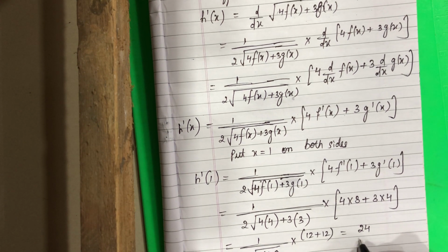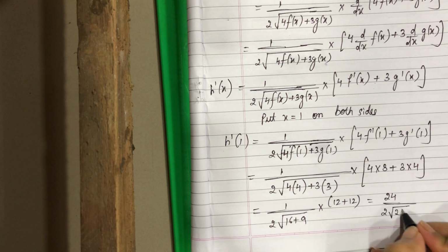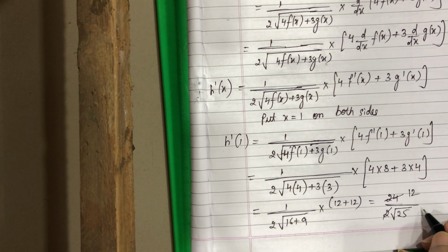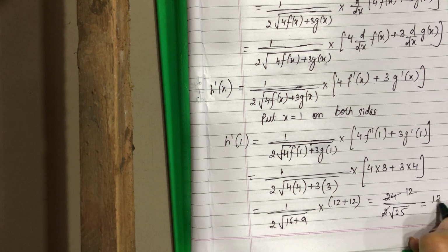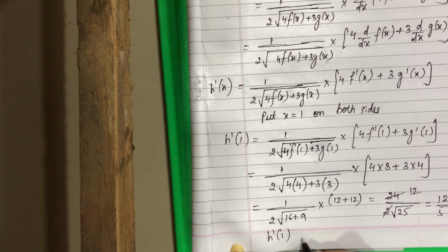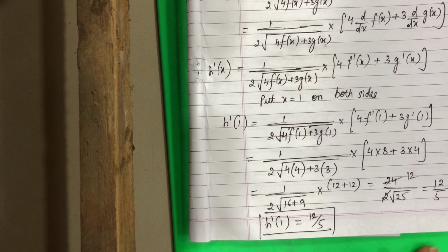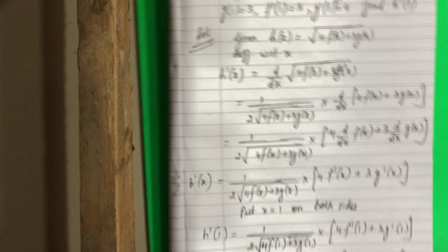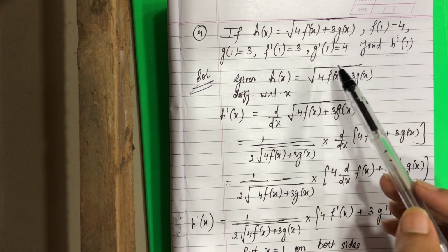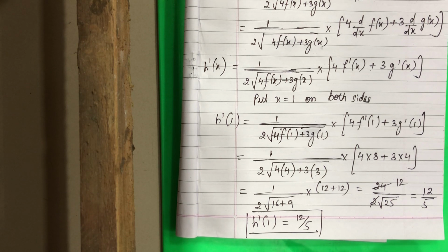This is 24 upon 2 root 25. 2 12s are 24, and the square root of 25 is 5. This is 12 upon 5. Therefore, the value of h dash 1 is equal to 12 upon 5. The value of h dash 1 is 12 upon 5 by the given values, that is of f(1), g(1), f dash 1, g dash 1. We have to find h dash 1, and that h dash 1 is equal to 12 upon 5.